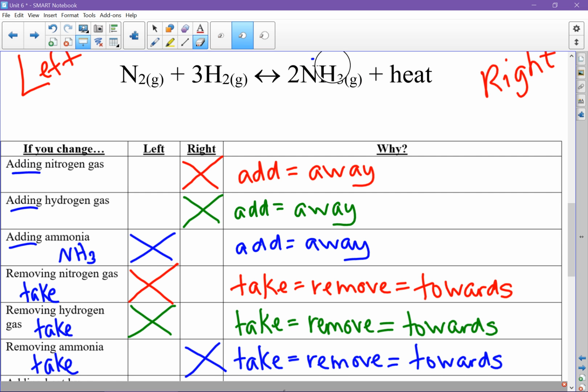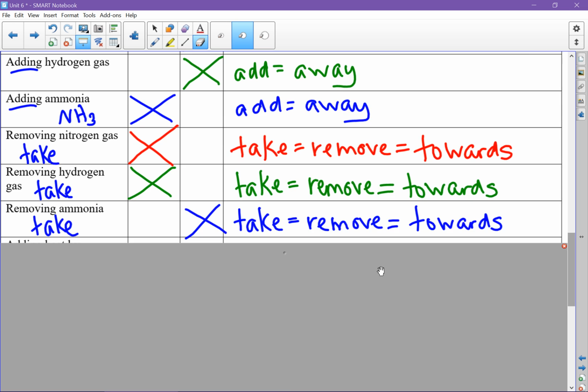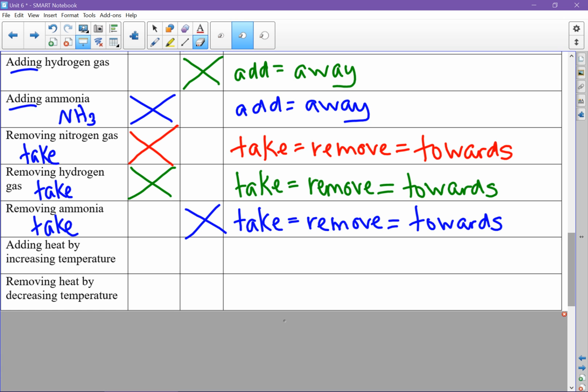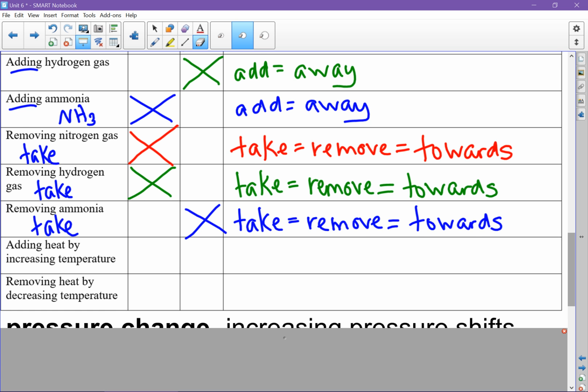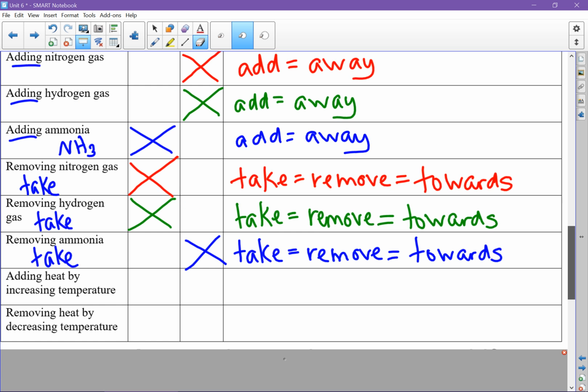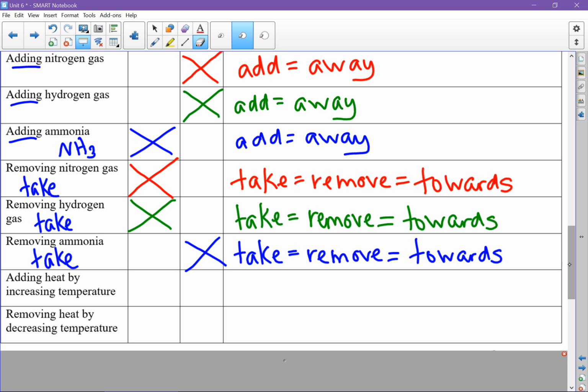Now the piece that we haven't talked about yet is the heat. But the heat is not actually anything different. We're still going to keep our add and take rules. So let's think first about adding heat.